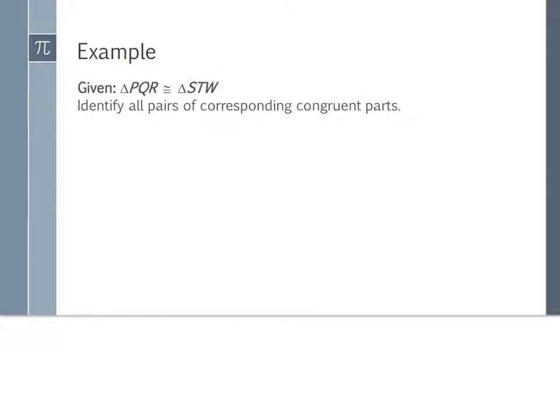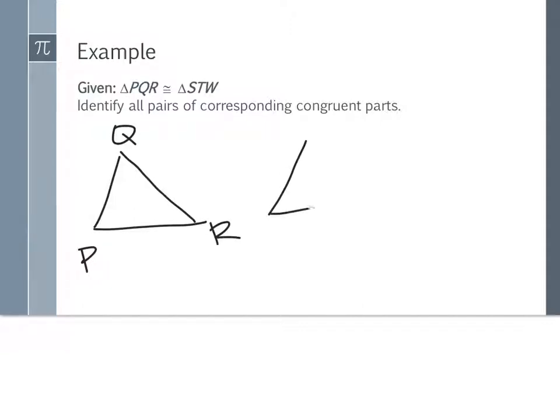Okay, so we're given that triangle PQR is congruent to triangle STW, and we're asked to identify all pairs of corresponding congruent parts. Well, it might help to actually draw the triangles. Right, so PQR is congruent to STW, and since we're at liberty to draw the triangles however we want, we might as well draw them so that it looks like their corresponding parts are in the same positions.